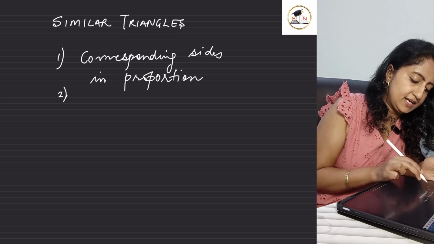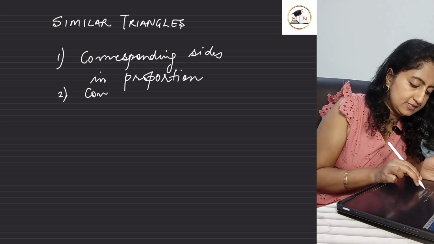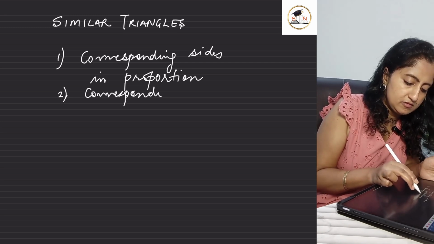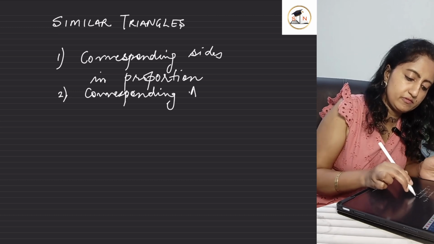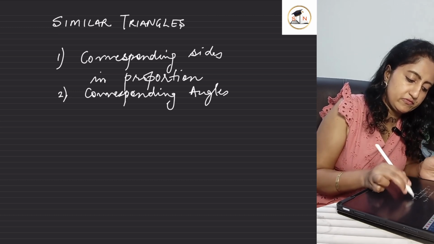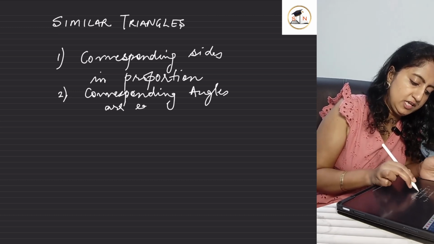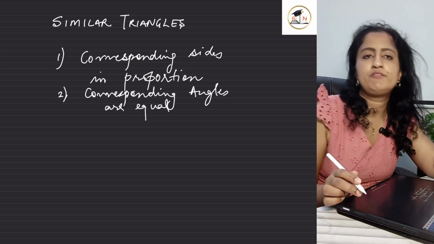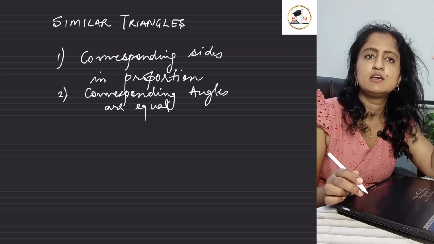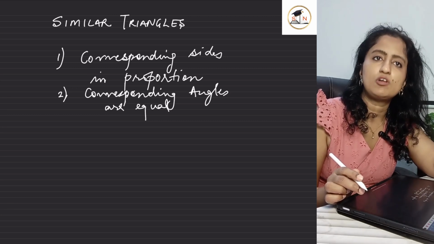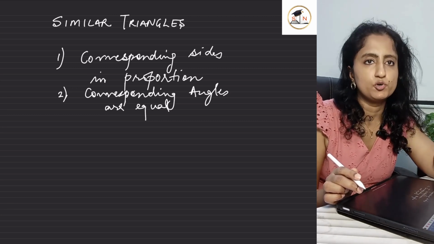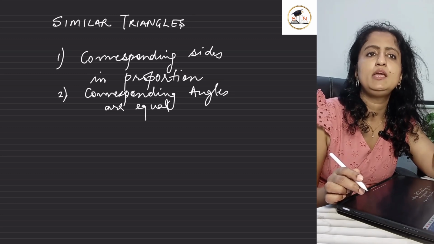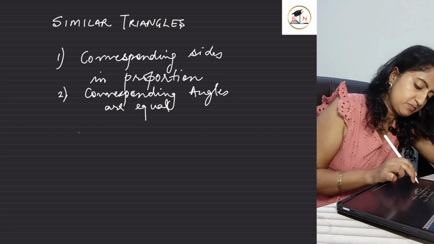And the second criterion is corresponding angles are equal. So the two criteria when we are talking about similarity of triangles: first, the corresponding sides are supposed to be in proportion. Second, the corresponding angles are supposed to be equal. Now, I'll just make a figure over here.